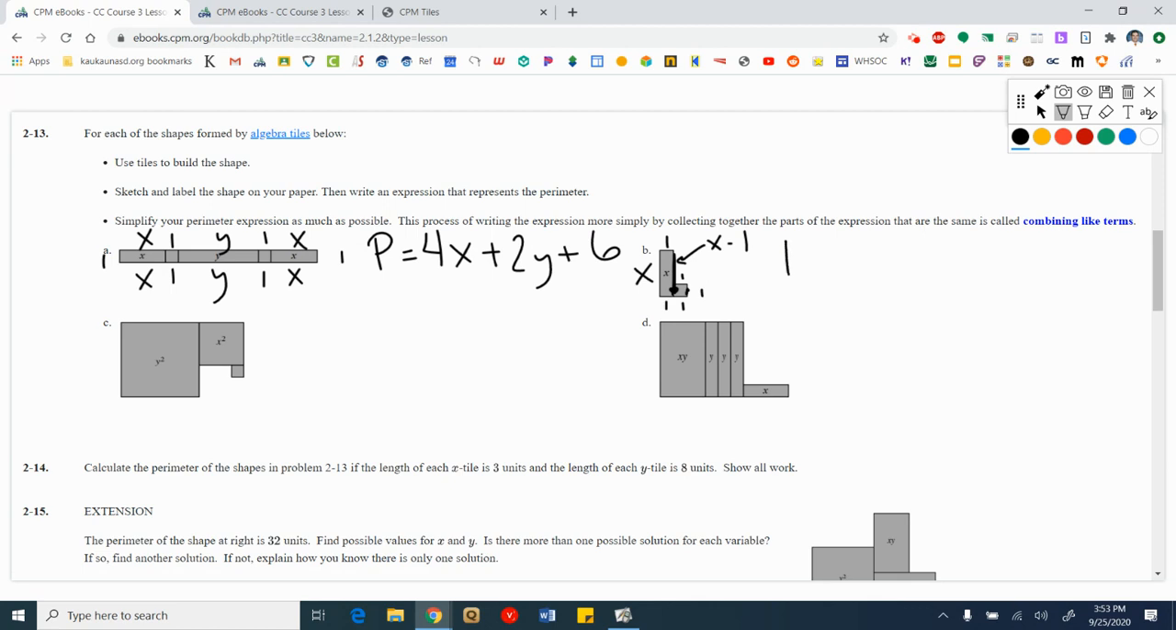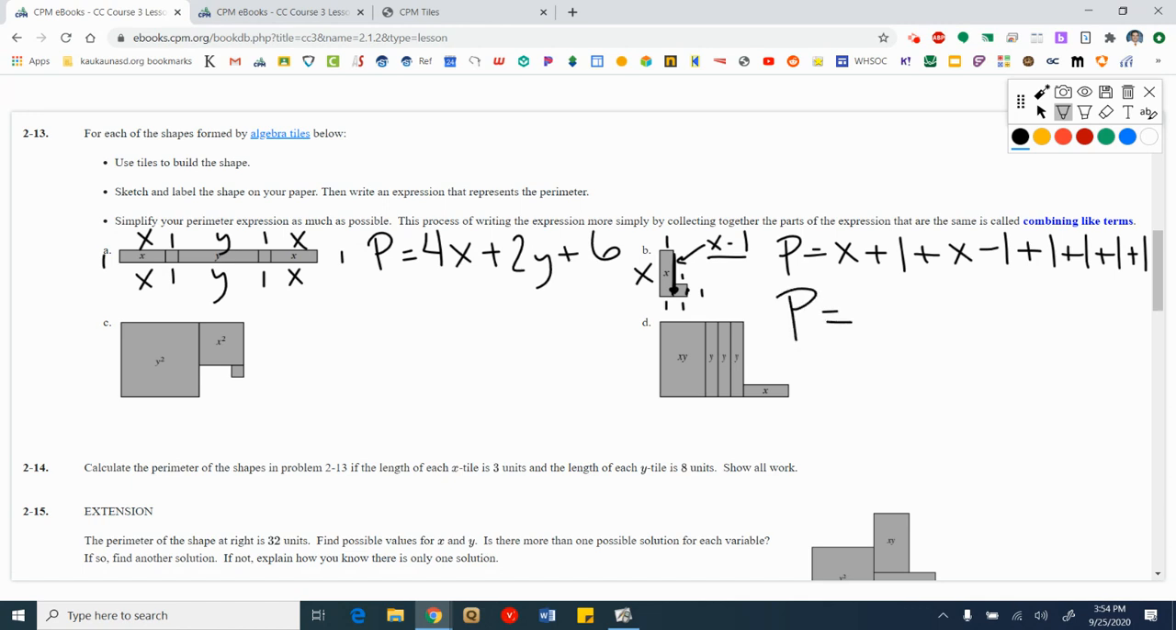So if I were to go ahead and add up all these sides, I have x plus 1 plus x minus 1 plus 1, 2, 3, 4. So 1, 2, 3, 4. I go ahead and simplify here.